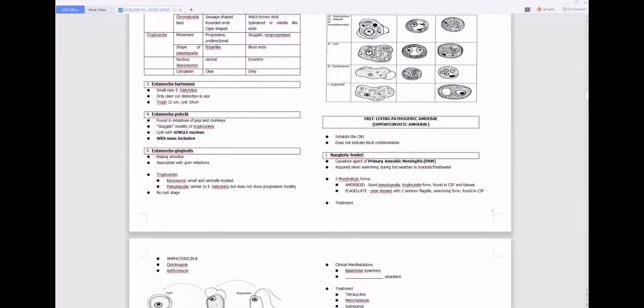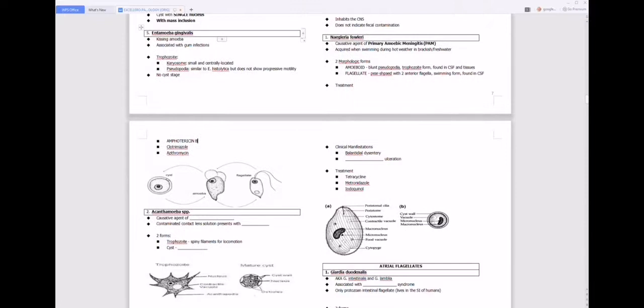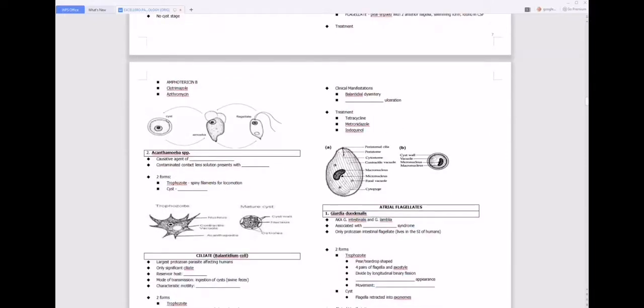So let's now go to the Acanthamoeba species. The most common species is Acanthamoeba polyphaga. Okay? Acanthamoeba polyphaga. That is the most common species.